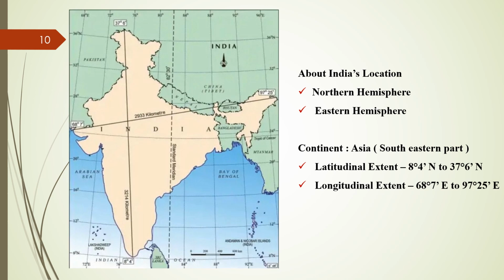The latitudinal extent of our country India is from 8 degrees north latitude to 37 degrees 6 minutes north latitude. When we come to the longitudinal extent, India is located from 68 degrees 7 minutes east to 97 degrees 25 minutes east. If you look at the map, you will understand easily. This we call the latitudinal and longitudinal extent of India.